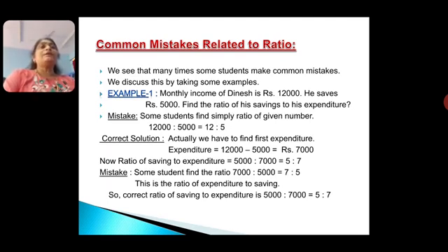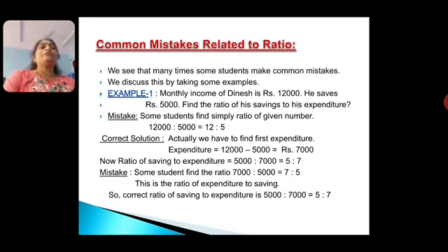Some students find simply the ratio of given numbers, like 12,000 divided by 5,000. That means 12,000 ratio 5,000. If both are divided by 1000, then we get the least form 12:5. Then students think that 12:5 is the correct answer. But this is a mistake, because we have to find the ratio of saving to his expenditure. Here expenditure is not given.